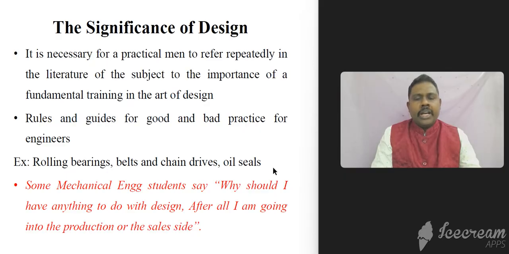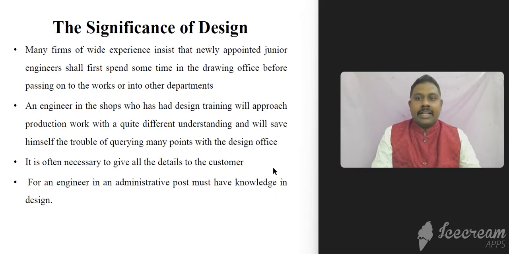So we should have clear knowledge of design. Many firms with wide experience appoint junior engineers but have them spend some time in the drawing office, because only then can they do the different types of design. First, they should know the existing drawings, be able to read them, and remake them. Then the engineers in the shop floor are trained for production work, because the drawing is the basic document for any company where the production and everything is done. So the design office is a very important place.